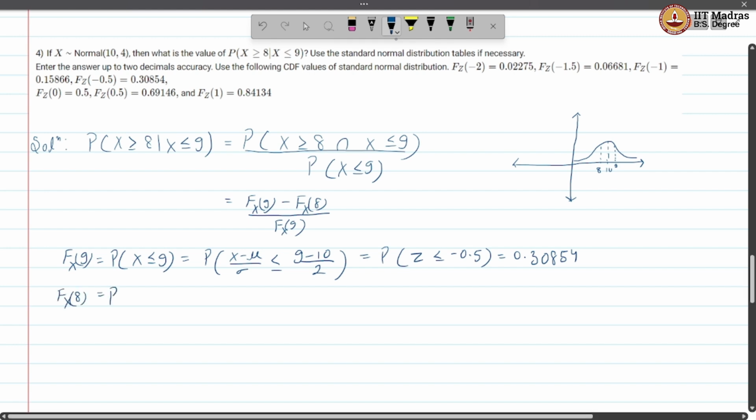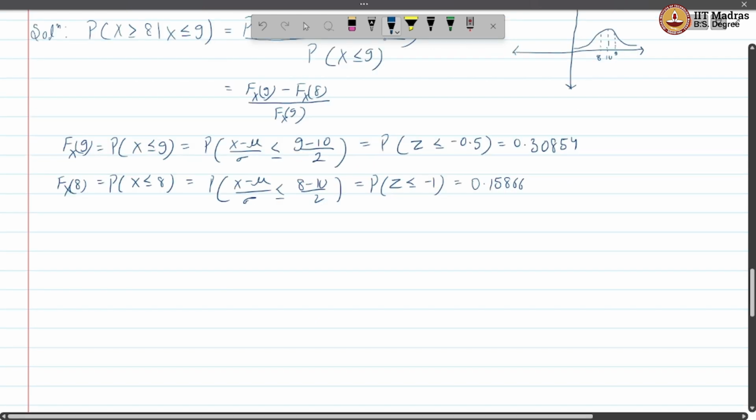And similarly, Fx(8), which is equal to probability that x is less than equal to 8. So we have to again standardize this x. So this will be probability (x minus mu) by standard deviation. So this becomes standard normal less than equal to (8 minus 10) by 2. So this is equal to probability that z is less than equal to minus 2 by 2, which is minus 1. This will be equal to 0.15866.